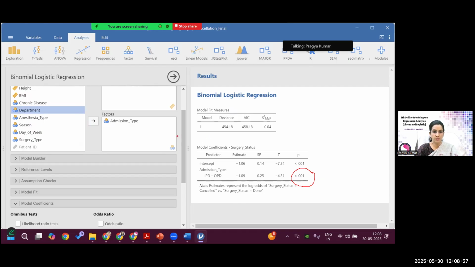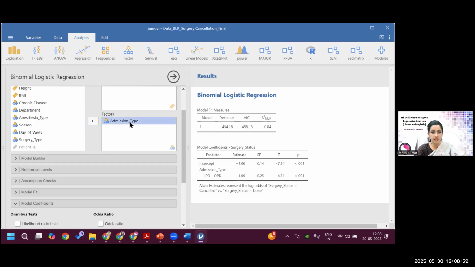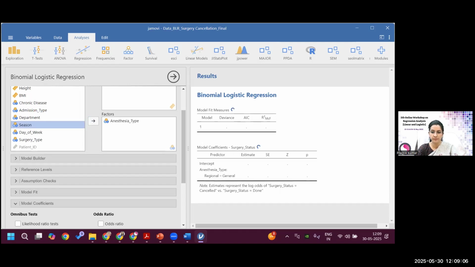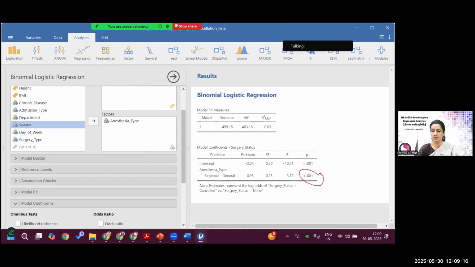Then I'll go to anesthesia type. If I move this anesthesia type, then what is the p-value? Again, should I take this variable in my model? Yes. So anesthesia type. Then I'll move this back.